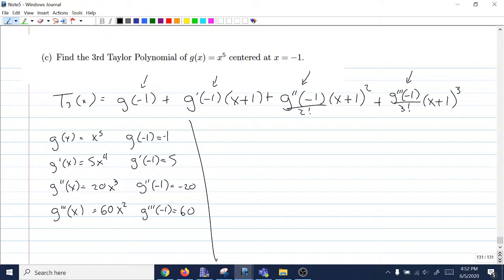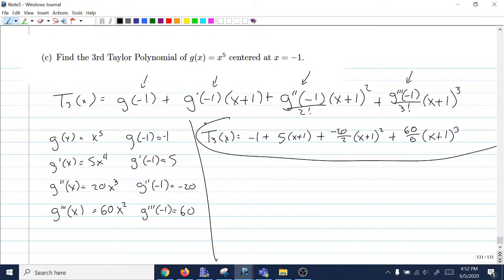So, sticking all those in, I get T3 of x is, g of -1 was -1, plus 5 times (x plus 1), plus -20 over 2 times (x plus 1) squared, plus 60 over 6 times (x plus 1) cubed. You could reduce those. We don't want to reduce them. There's the third Taylor polynomial. Cool.